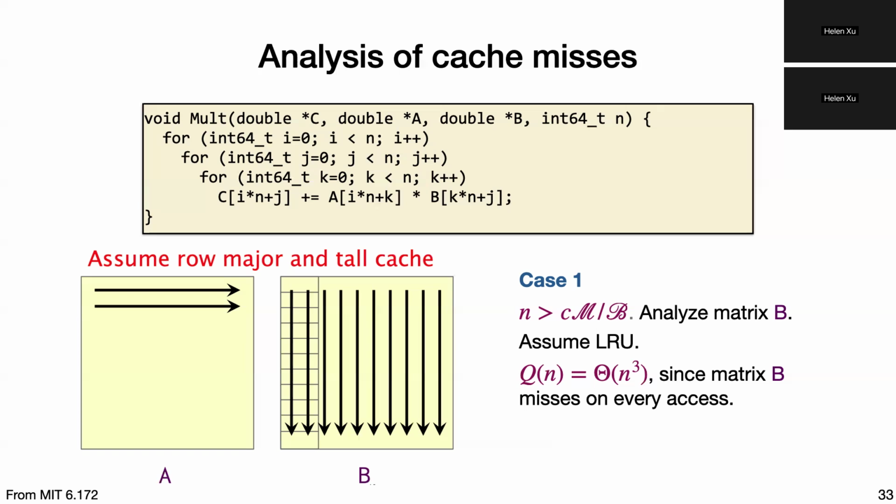C is just some constant, at least 1. The point is just so that this side length is longer than the number of lines you have, because you have M over B cache lines.